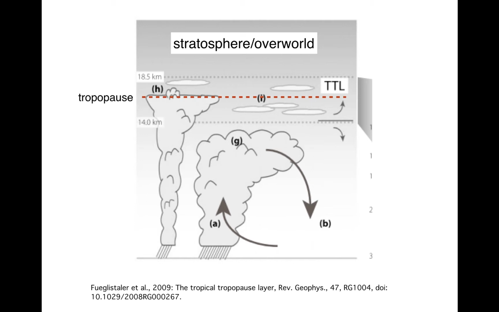The TTL, the tropical tropopause layer, is the layer between the troposphere and the stratosphere, and it's this transition. The tropopause is right in the middle of it. I'm not going to talk about the monsoons, not in 15 minutes, so this is really going to be focused on the tropics. The processes occurring here set the water vapor in the stratosphere. That's important for things like climate and atmospheric chemistry. So let's talk about what processes are going on there.